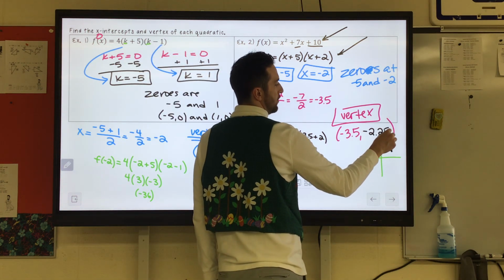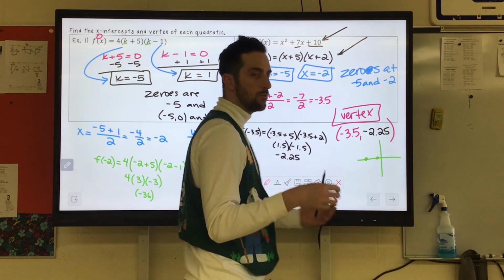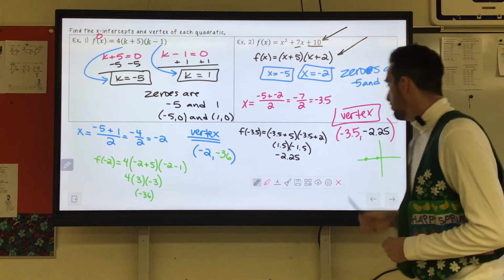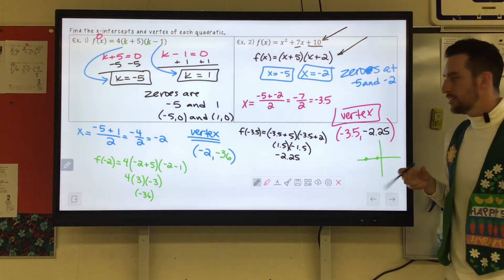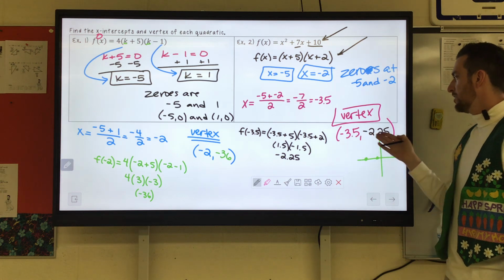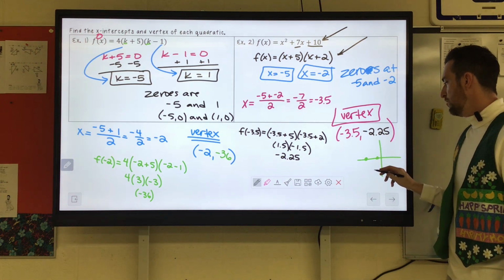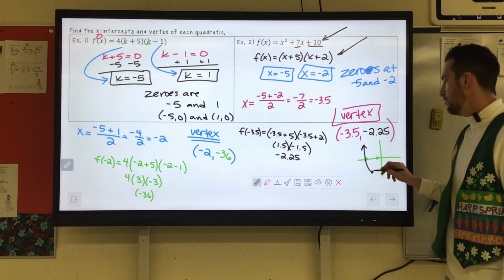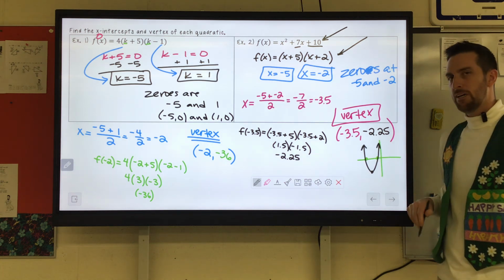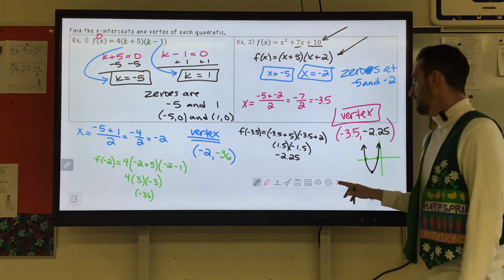Now we're going to be graphing these next. So you're going to want to find the intercepts, mark them on the x-axis, and then you're going to plot your vertex, negative 3.5, negative 2.25, which would be right here, and then you can just draw your parabola through those points. It's not too bad. So let's get after it.